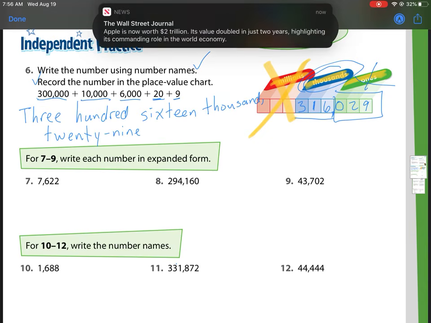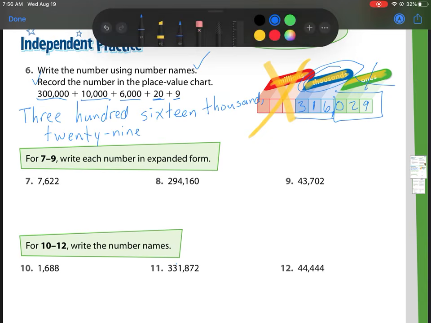So here's our next one. Write each number in expanded form. So remember, expanded form is where we break up by place value, and we have the addition sign between them. So here I have 7,000 with that comma, plus 600, plus 20, plus 2. Notice how I broke it up into each place value. Okay, my next one. I have 200,000, plus my next place value is 90,000, plus my next place value is 4,000.